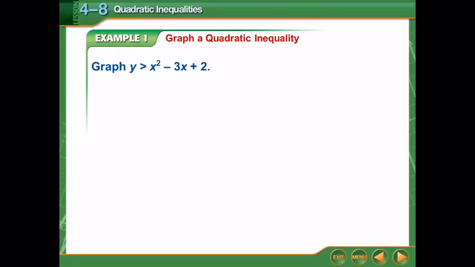So we're going to start out by graphing this parabola the same way we would if it was an equation, just ignoring the inequality. So what I want to do is go back over vertex form that we did in section 7. I'm going to start by looking at those first two terms, x squared minus 3x. We're going to keep the y as greater than symbol. We're just ignoring that for right now.